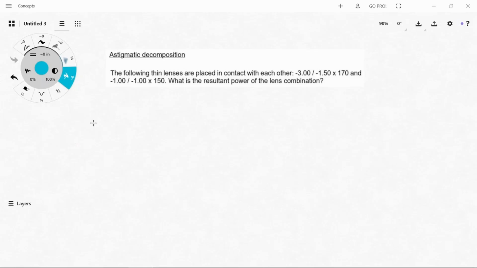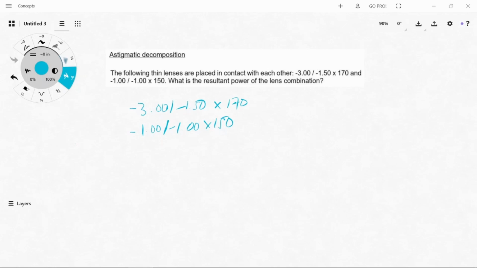Okay, so in this question, I'm going to be going through an astigmatic decomposition question. So we have the two prescriptions -3, -1.50, axis 170, and also -1, -1, axis 150. Essentially in astigmatic decomposition, we're going to try and combine both these spherocylindrical prescriptions together to get one prescription.